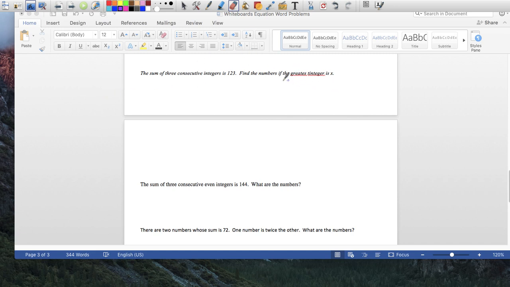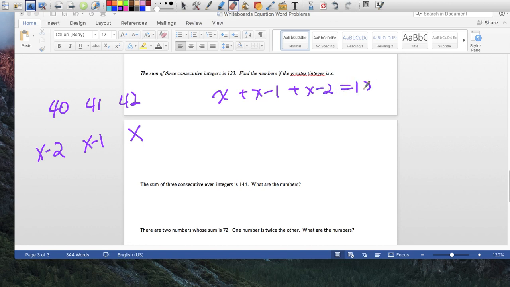There are 3 consecutive integers, right? The greatest of them. So let's pretend it's 40, 41, and 42. So it says that I want to represent the greatest of the 3 numbers with x. So if the greatest is x, what is 41? 41 would be x minus 1. And if the greatest is x, well, how do I represent 40? I would represent 40 as x minus 2. So this should have actually been x plus x minus 1 plus x minus 2 equals 123. So that's the mistake I made here.